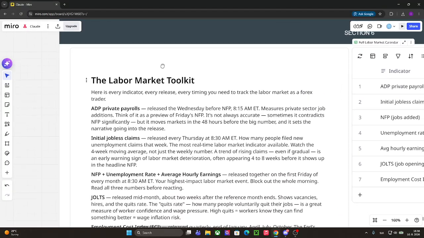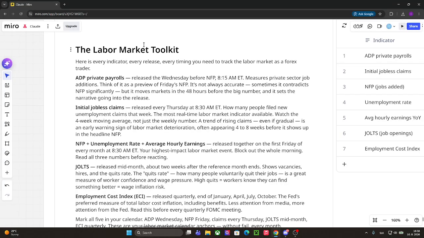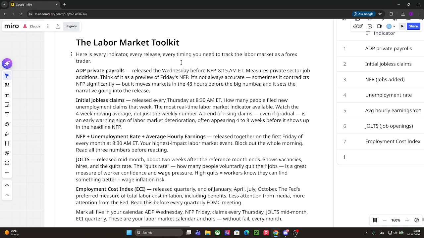The labor market toolkit. Here is every indicator, every release, every timing you need to track the labor market as a Forex trader. ADP private payrolls, released the Wednesday before NFP, 8:15 a.m. Eastern Time, measures private sector job additions. Think of it as a preview of Friday's NFP. It's not always accurate. Sometimes it contradicts NFP significantly, but it moves markets in the 48 hours before the big number, and it sets the narrative going into the release.